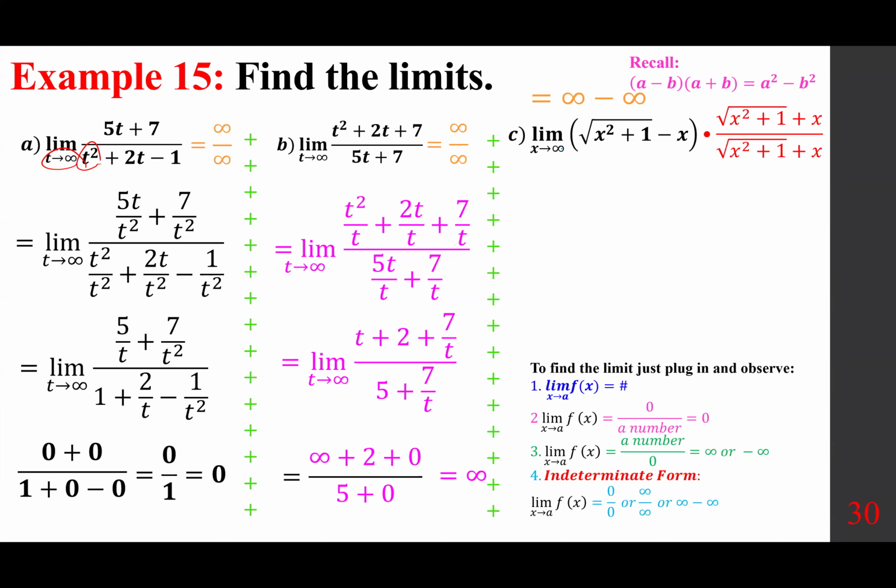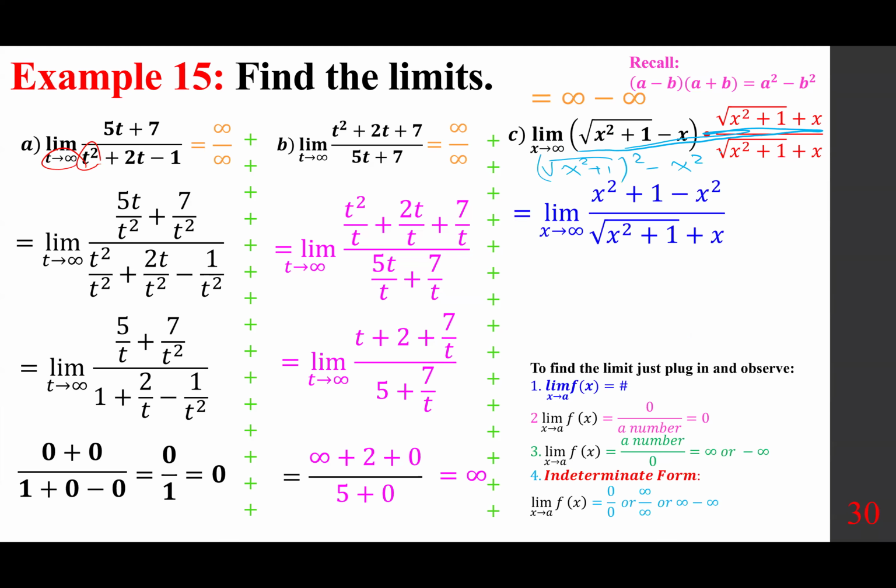And now we just extend the fraction bar, and the denominator remains unchanged. Now the numerator becomes the square root of x squared plus 1, quantity squared, minus x squared. This is what you get. These two cancel each other. And now if you plug in, you get 1 over infinity plus infinity, and you get 0.